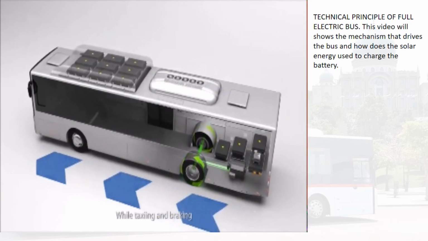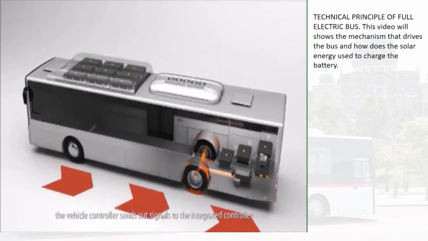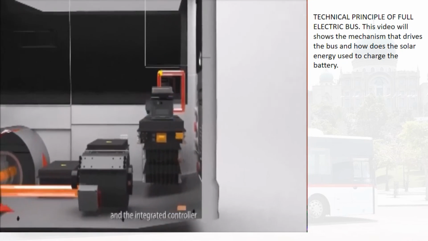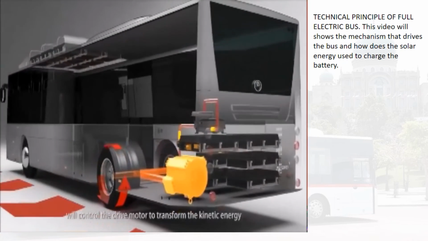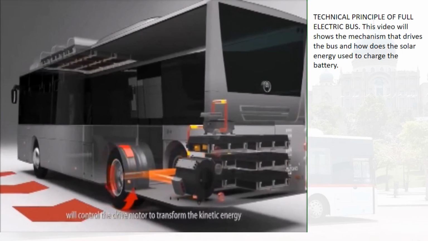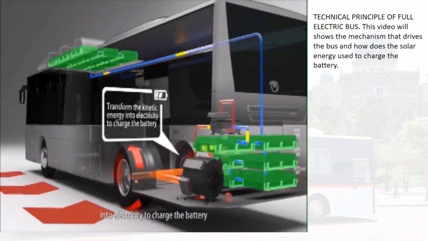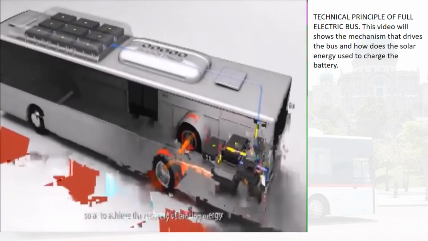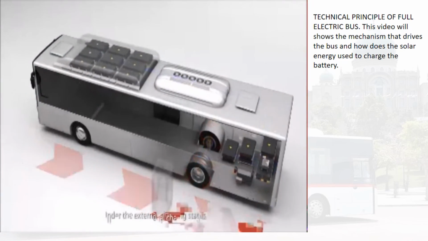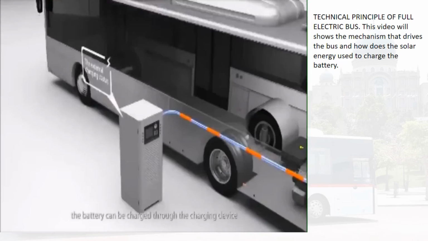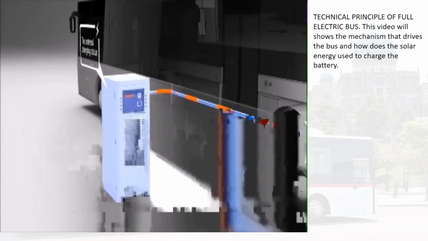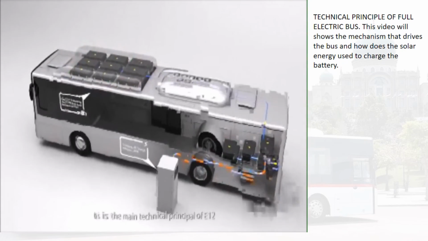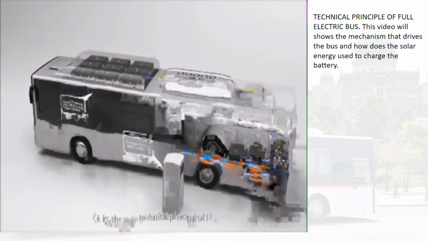While taxiing and braking, the vehicle controller sends out signals to the integrated controller, and the integrated controller will control the drive motor to transform the kinetic energy into electricity to charge the battery, so as to achieve the recovery of braking energy. Under the external charging status, the battery can be charged through the charging device, which gets electricity from the power grid. This is the main principle of E12.